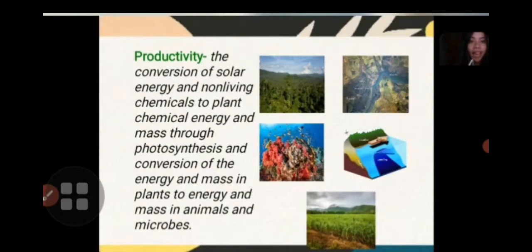Next, we have productivity, the conversion of solar energy and non-living chemicals to chemical energy and mass through photosynthesis, and conversion of the energy and mass in plants to energy and mass in animals and microbes. So, productivity is the conversion of the sun's energy into organic material through photosynthesis. Primary productivity is very important because it is the process that forms the foundation of food webs in most ecosystems.